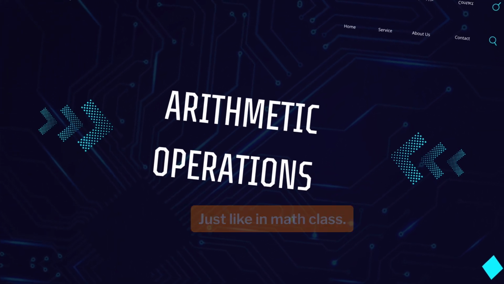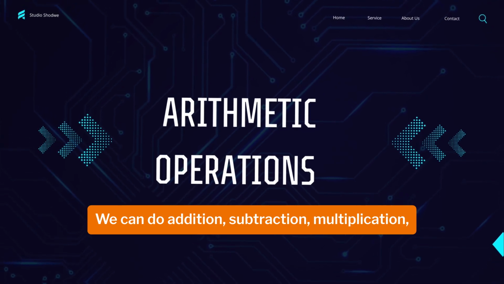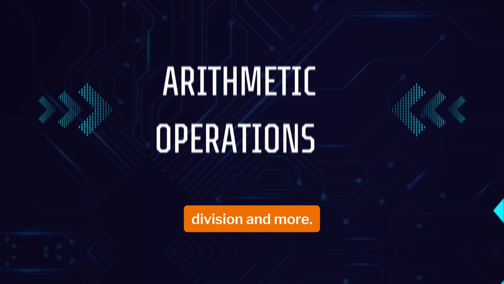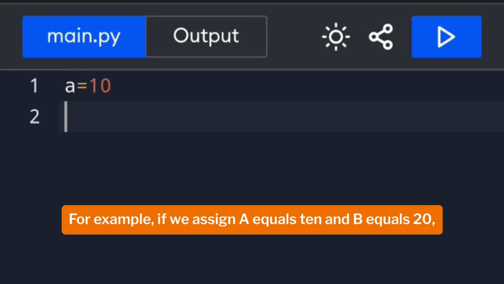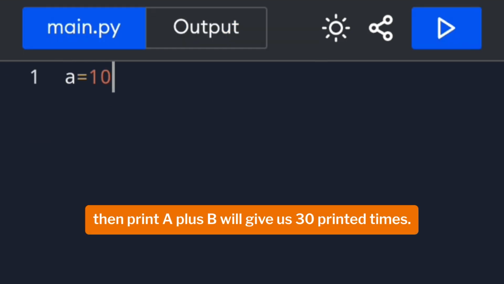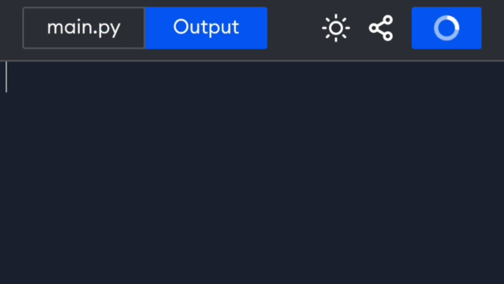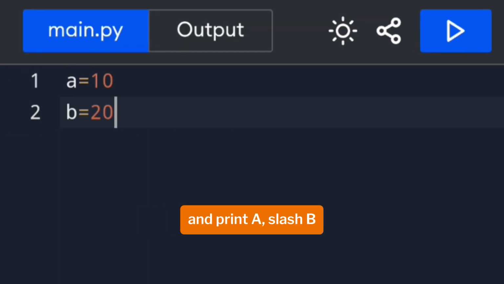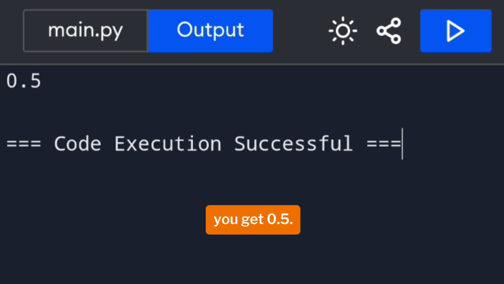Next up, we have arithmetic operations. Just like in math class, we can do addition, subtraction, multiplication, division, and more. For example, if we assign a equals 10 and b equals 20, then print a plus b will give us 30. Print a times b, that's 200. And print a slash b, you get 0.5.